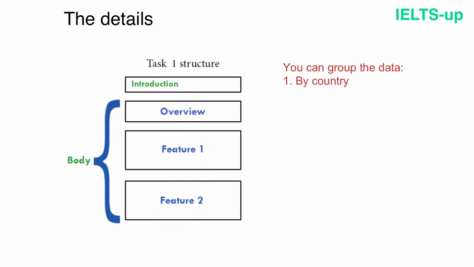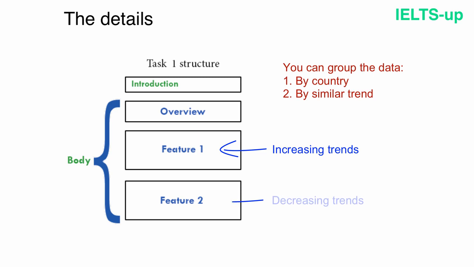The first way is to group by country, so that we can describe each country's rates in a separate paragraph. I mean, we could describe the UK's rates in the first paragraph, France's rates in the second paragraph, and Germany's rates in the last paragraph. Or the second way is to group by similar trend, the same way as we did in our overview. The second option is more logical as it follows our overview, and I choose this option. So, I will describe the increasing trends in one paragraph and the decreasing trends in another paragraph.